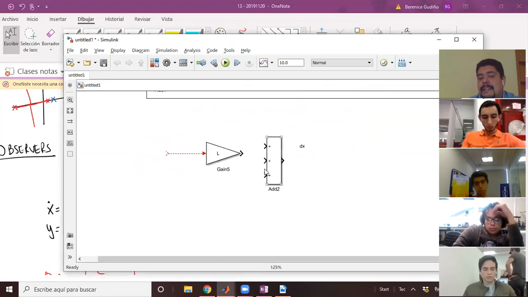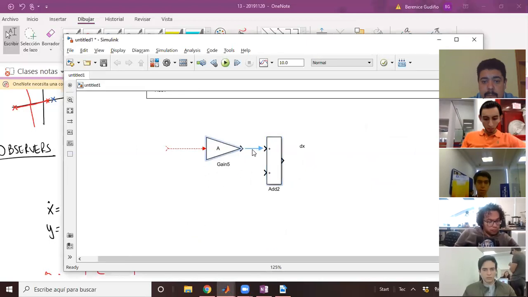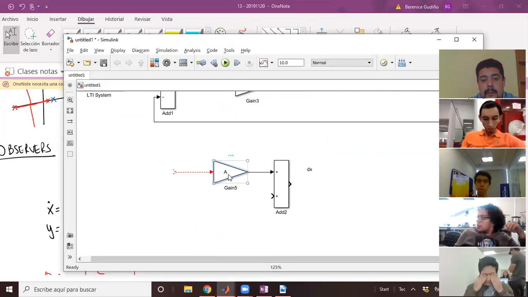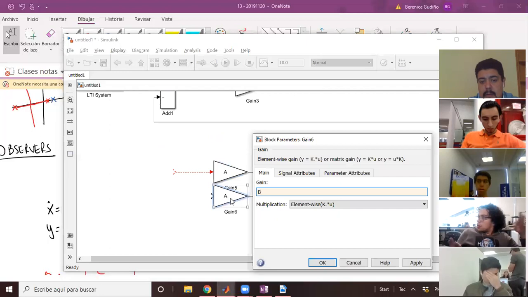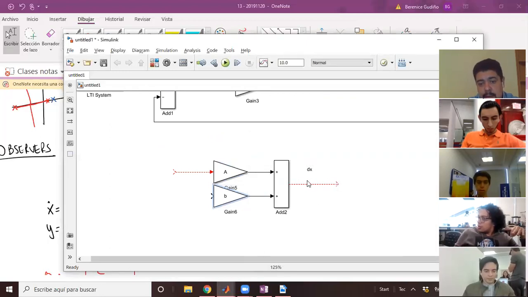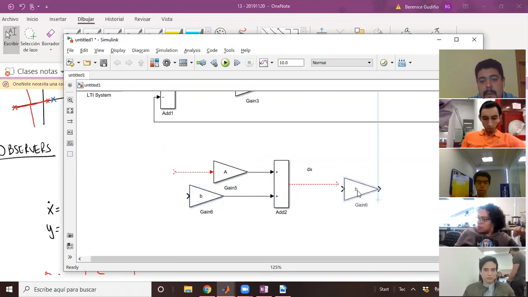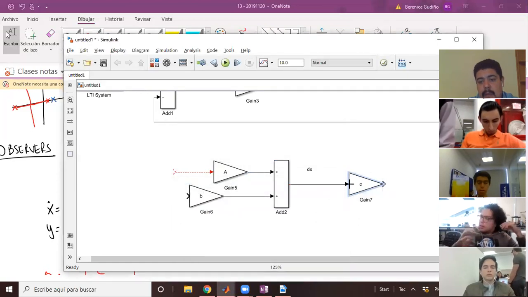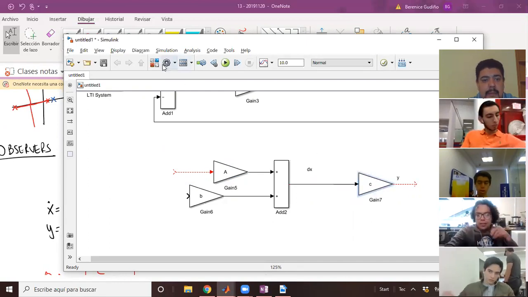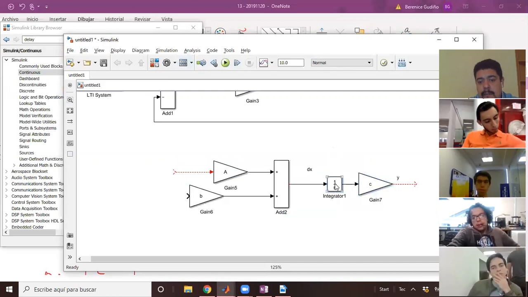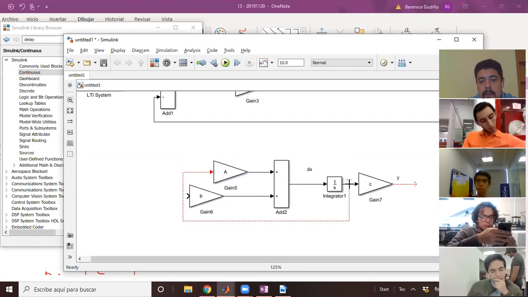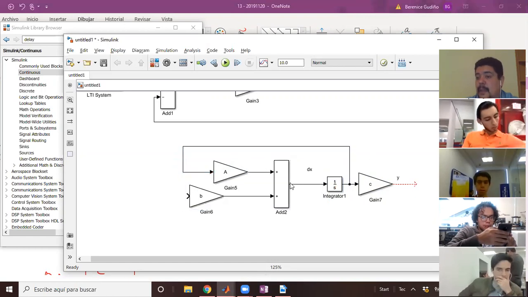So what I'm going to do in here is just a copy of the system, the real one. So A times X plus B times U, and then in here I will have the derivative of X, and if I multiply this one times C, what I will have out here is the output of the system. Sorry, I'm missing the integral. I need to put here the integral. Good. And then I need to connect this one. Oh, sorry. Here. So this is the system in its state space representation.